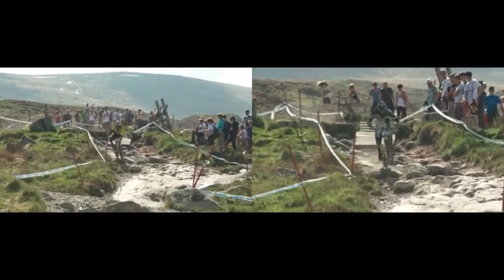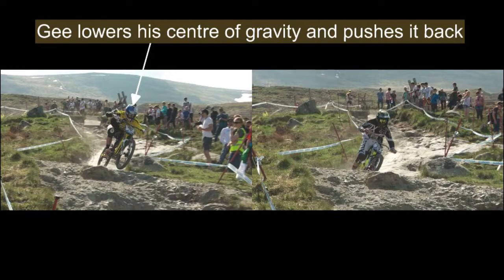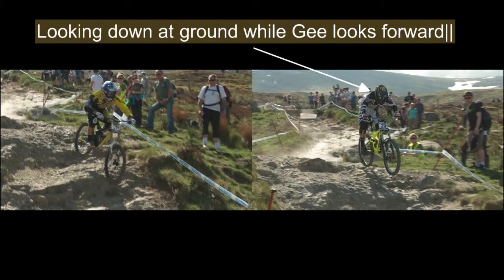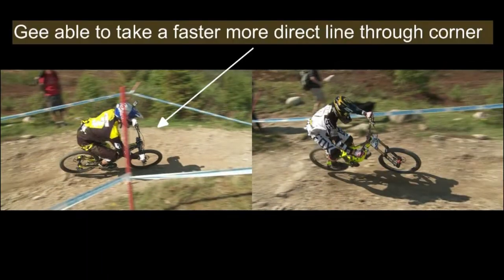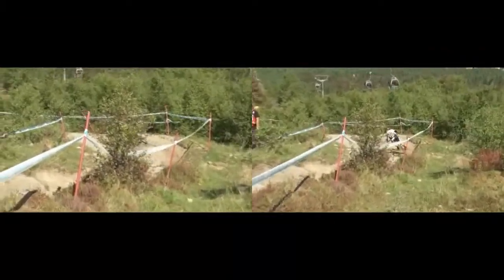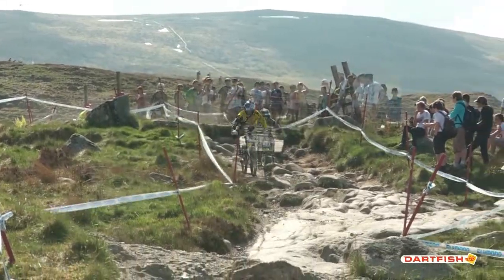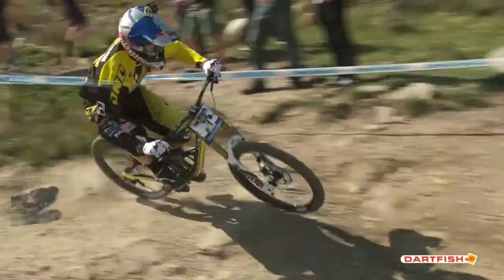This clip demonstrates technique differences between G and Remy. G lowers his centre of gravity and pushes it back. Remy is looking down at the ground while G looks forward. And this allows G to take a straighter and faster line through the apex of the corner and carry more speed into the next section. And if we blend the two images, we can see in real time how this translates into time gain.